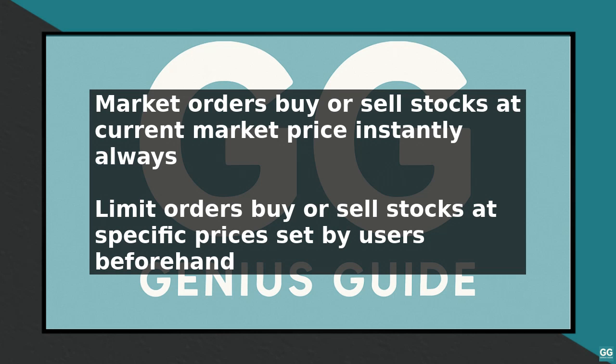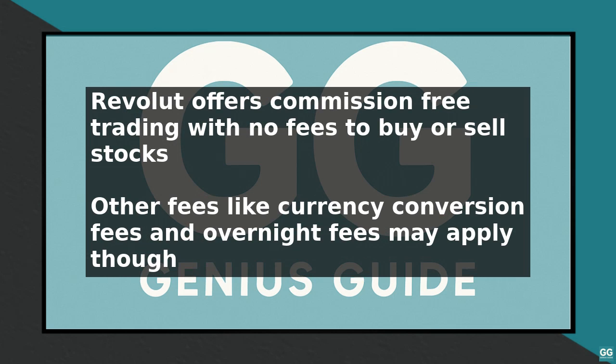Another important concept to understand is diversification. Diversification is the process of spreading your investments across different asset classes to minimize risk. Revolut allows you to trade a wide range of assets, including stocks, commodities, and currencies, making it easy to diversify your portfolio. To diversify your portfolio, you can invest in different stocks from various sectors, such as technology, healthcare, and finance. You can also invest in index funds or exchange-traded funds, which track the performance of a particular market index.